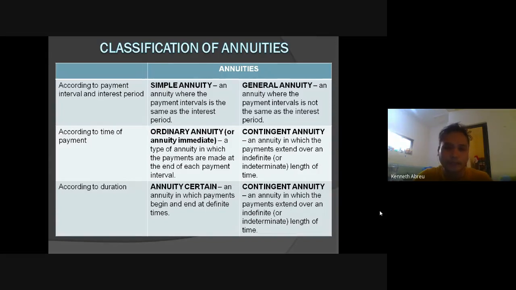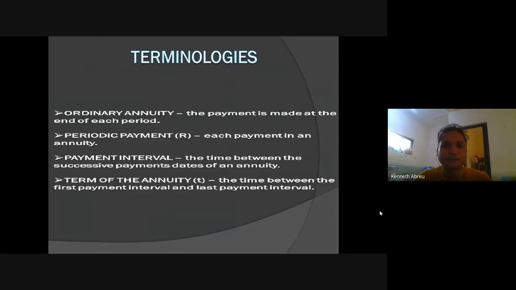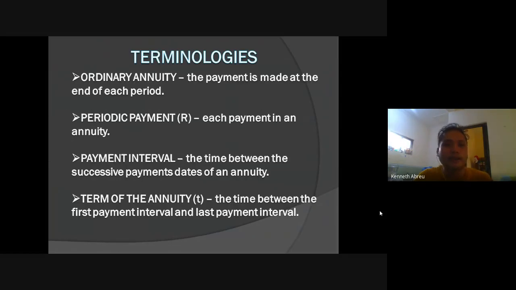According to duration, when we say annuity certain, it is an annuity in which payments begin and end at definite times. But in contingent annuity, it is an annuity in which the payment extends over an indefinite or indeterminate length of time also. Another terminology: when we say ordinary annuity, the payment is made at the end of each period. Periodic payment is each payment in an annuity.